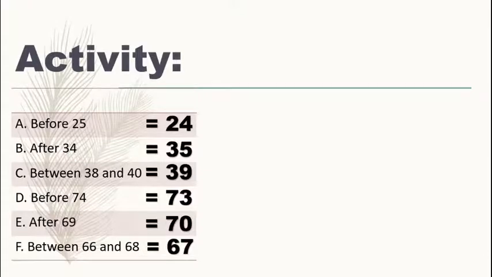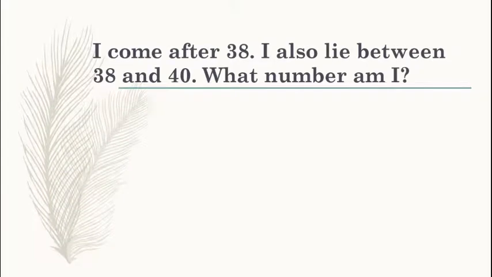So now that you know how to find the number that comes before, after, and between, let's have a riddle. I come after 38. I also lie between 38 and 40. What number am I? Guess me.